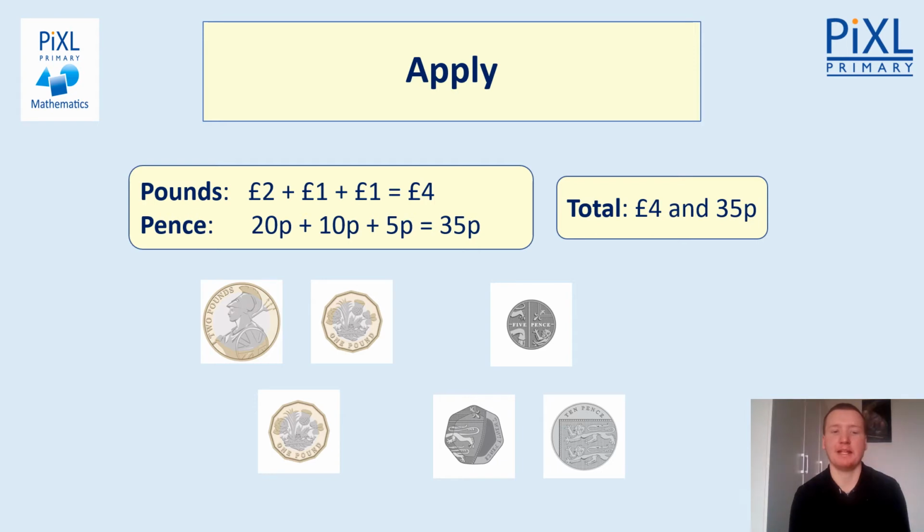Let's break it down again. £2 add £1 add £1 equals £4. Moving on to the pence, we've got 20p add 10p add 5p, which equals 35p. But have we finished? No, we haven't. We need to put them together. £4 and 35p together is £4.35.